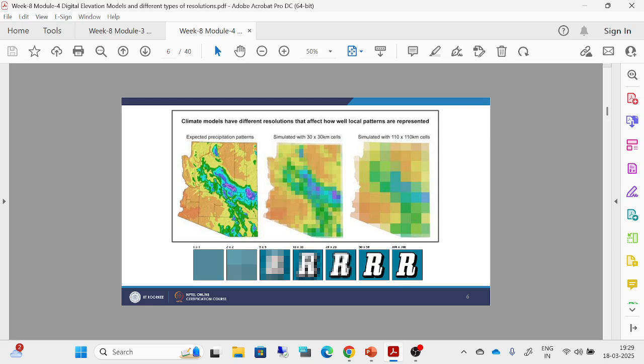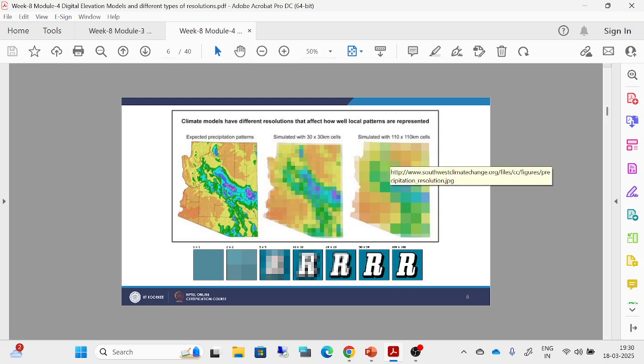So here you have a very good image which shows you things about high resolution and low resolution. So the first cell, if you can see, these are simulations, okay? So 110 by 110 kilometer cells are there, and as you can see, it has very blocky appearances, right? We are not able to understand anything.